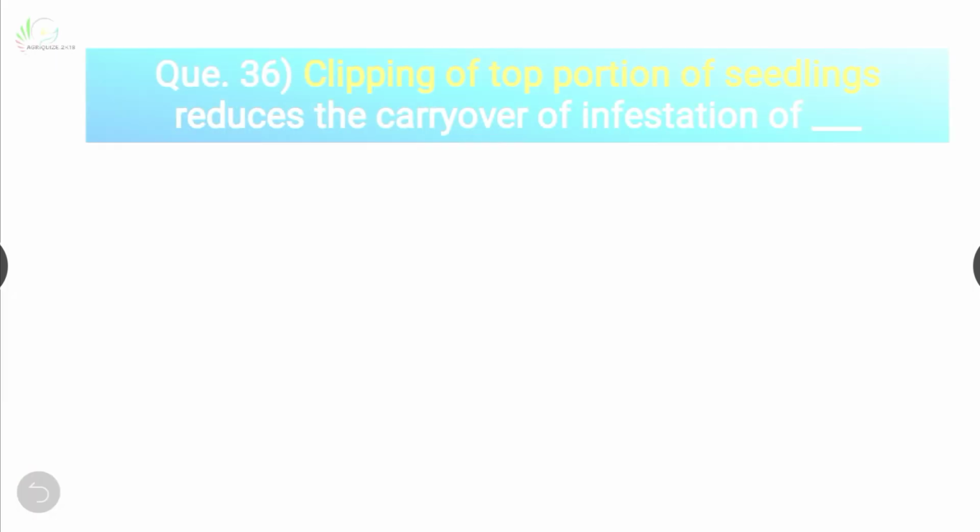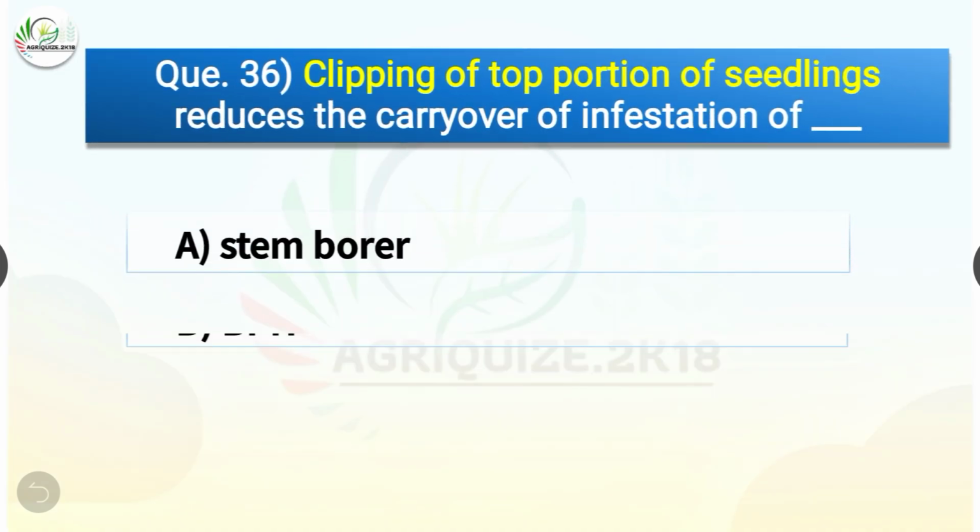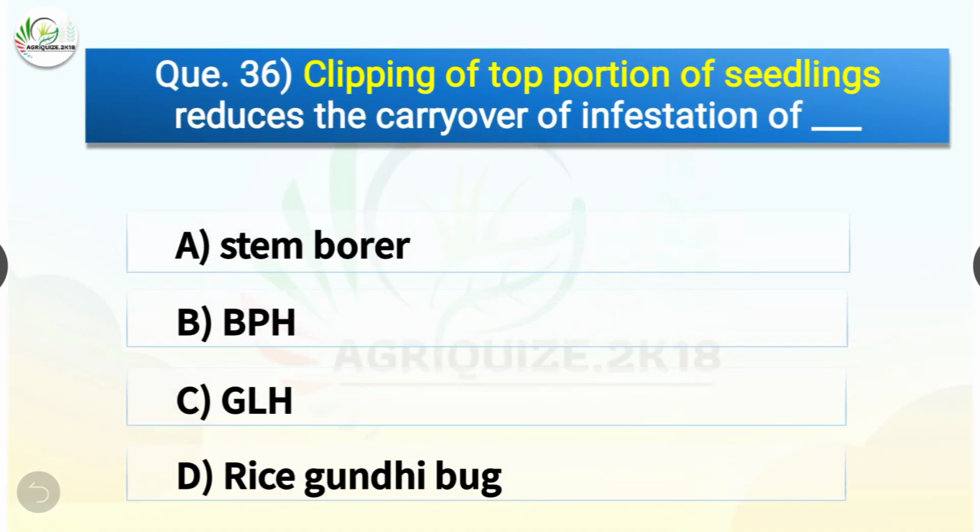Question number 36. Clipping of top portion of seedlings reduces the carryover of infestation of dash. The options are stem borer, brown plant hopper, green leaf hopper or rice gandhi bug. The correct answer is option A, stem borer. So clipping of top portion of seedlings reduces the carryover of infestation of stem borer.